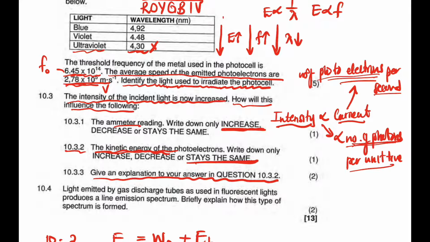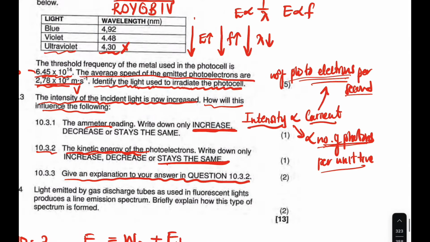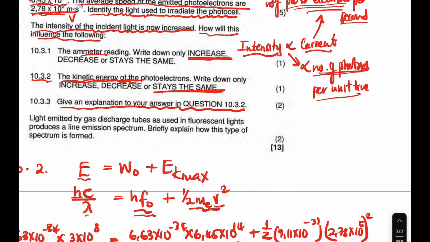Guys, the only thing that you can say is this explanation that I've given you. You will say here, the intensity increases the number of photoelectrons per second, or per unit time. Or you can say it increases the number of photons. So the intensity influences the number of photoelectrons emitted per unit time, and also the number of photons per unit time.